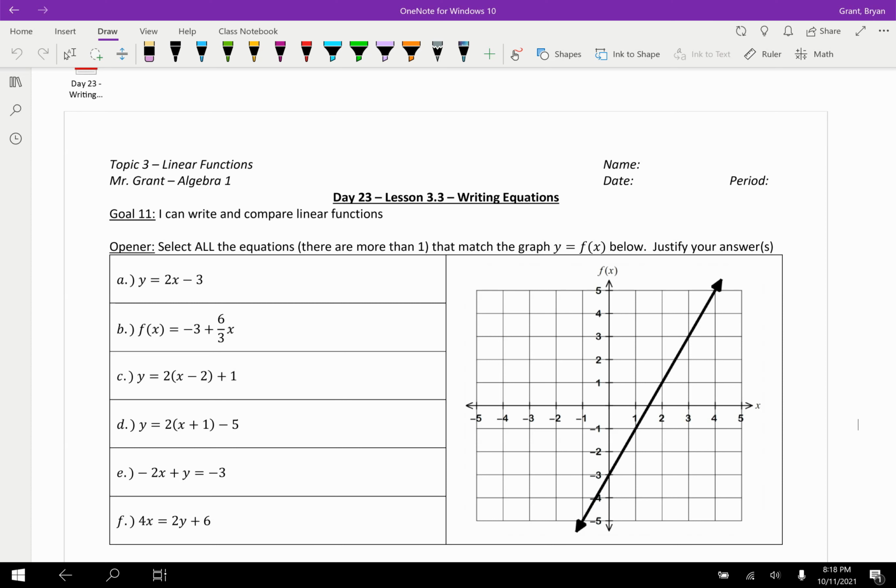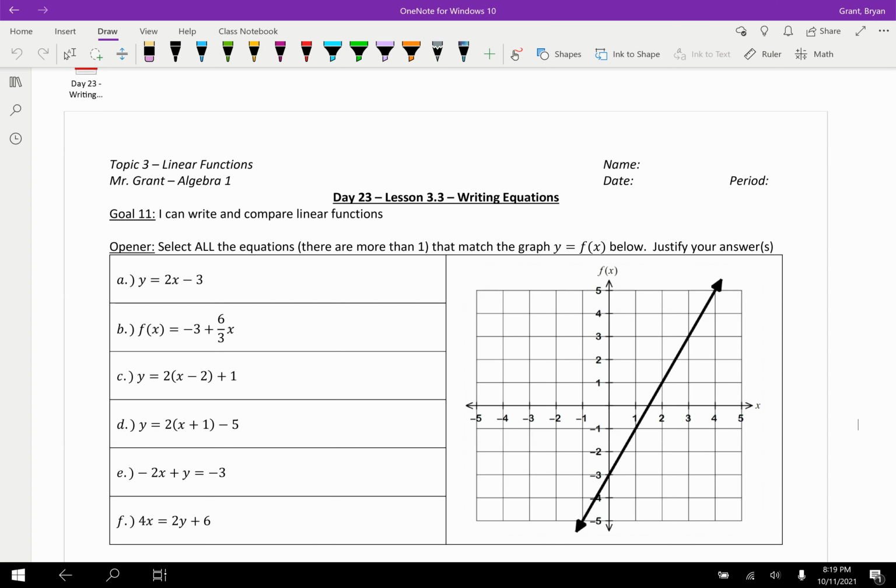You might recall that Lessons 3.1 and 3.2 really focused on what a function was and then some function notation. 3.3 and 3.4 kind of bring us back to what we did last unit, which was a lot of graphing. One thing we didn't do a lot of last unit, though, was writing equations from a graph.